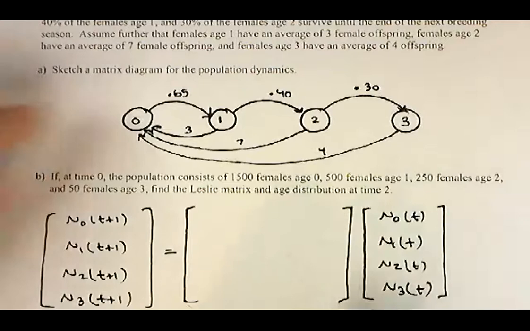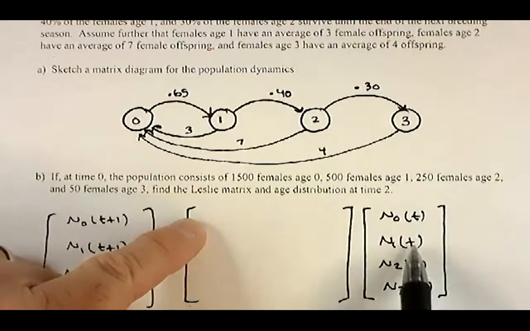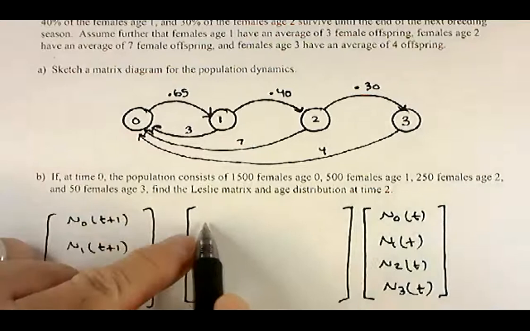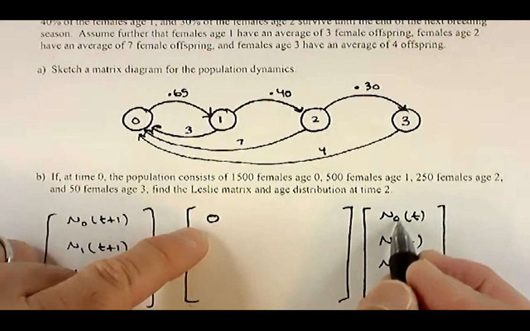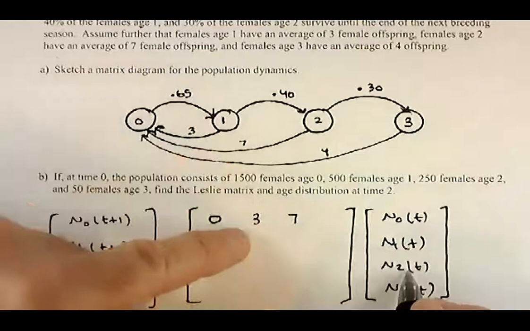So how does this look? Your top row, remember, that's going to give you the number of 0-year-olds. And so this row is going to get multiplied by 0-year-olds, 1-year-olds, 2-year-olds, 3-year-olds, and give me the next generation of 0-year-olds. So where am I getting all my next 0-year-olds? They're coming from 1-year-olds, 2-year-olds, and 3-year-olds. So that means in this row, I'm going to have 0 here because I'm not getting 0-year-olds from 0-year-olds, right? But I am getting 3 new 0-year-olds from my 1-year-olds, 7 from the 2-year-olds, and 4 from the 3-year-olds.